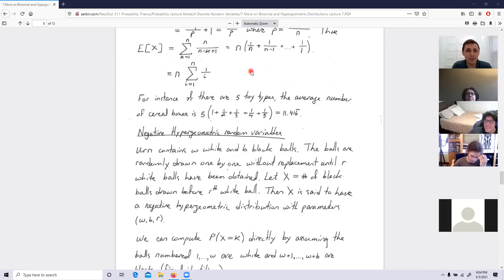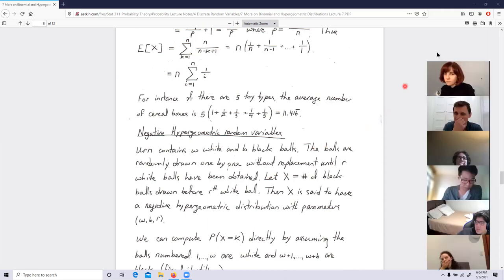An urn contains W white and B black balls. The balls are randomly drawn one by one without replacement until R white balls have been obtained. So for the negative hypergeometric, you have W and B, and you must sample R white balls. It's very similar to the previous distribution, the hypergeometric, but in this case it's sampling without replacement. You understand? So once you had a success, the next success is less likely.